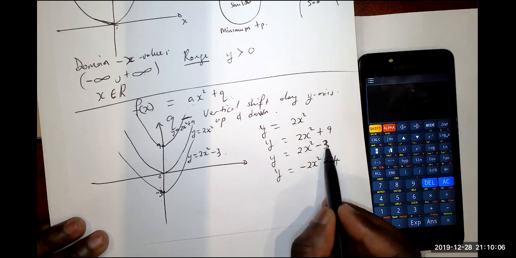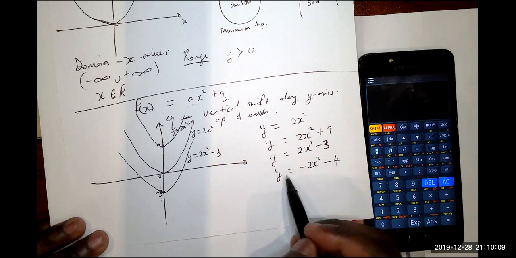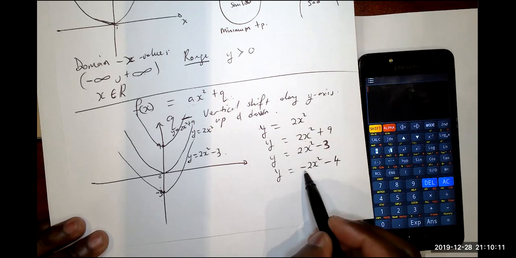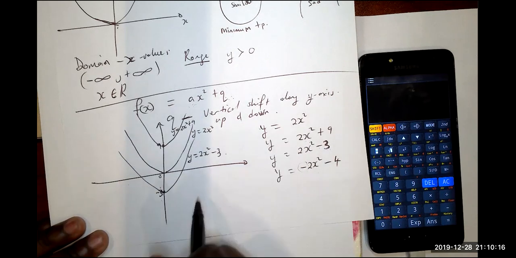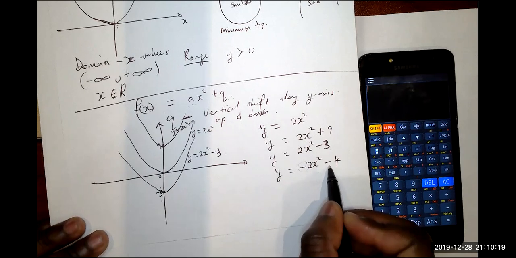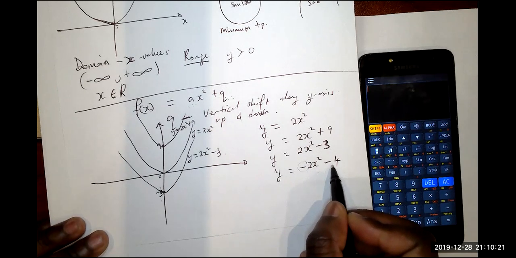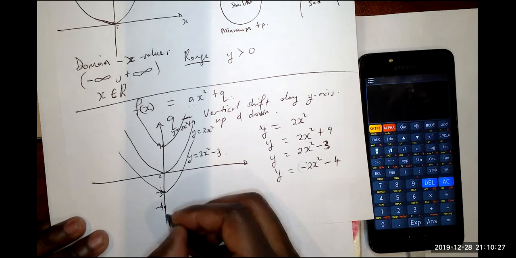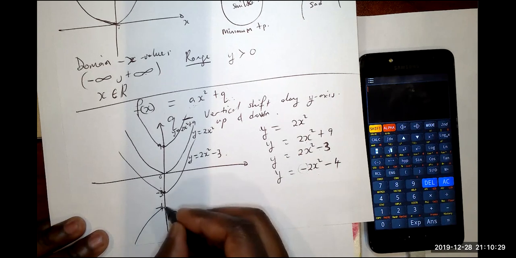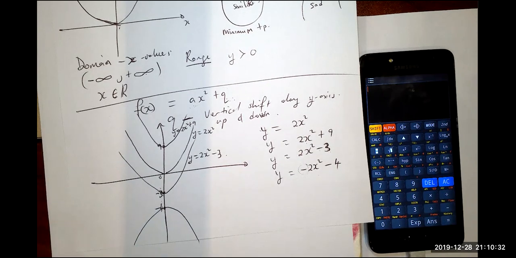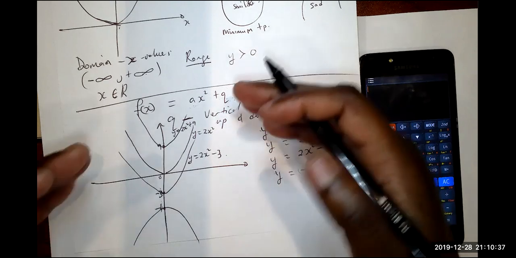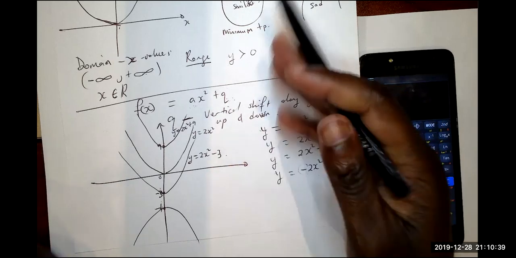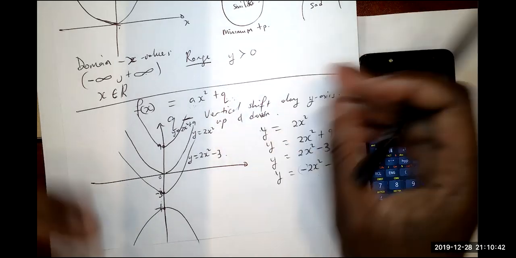That's our Q there. Now, the fourth one, they say minus. Can you see something here? If it is minus, it mustn't face up. It must face down. That's what we remember. But now we are told that it's shifted negative 4 units. So we expect to see it at negative 4 there. And because it's facing down, it will go down like that. That's basically what we'll end up having. So that's the effect of Q. The effect of Q is vertical shift. Always remember that.